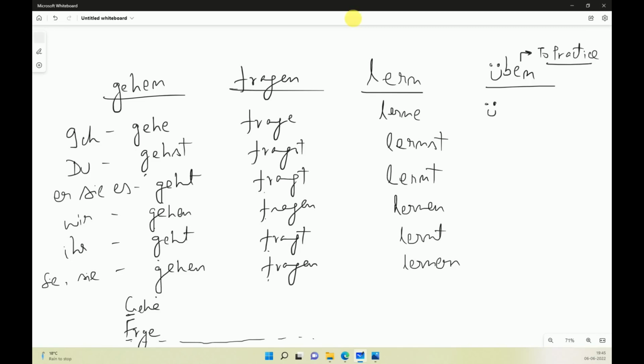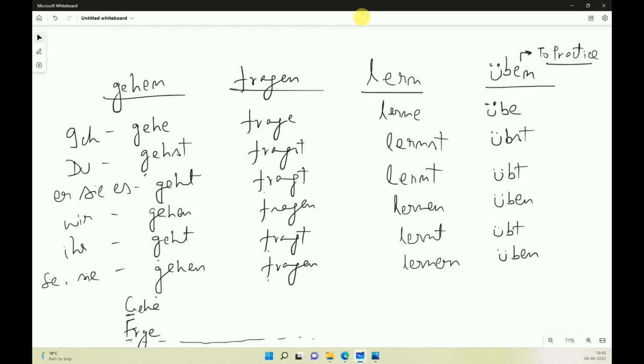Üben. Ich übe. Du übst. Er übt. Wir üben. Ihr übt. Und sie üben.